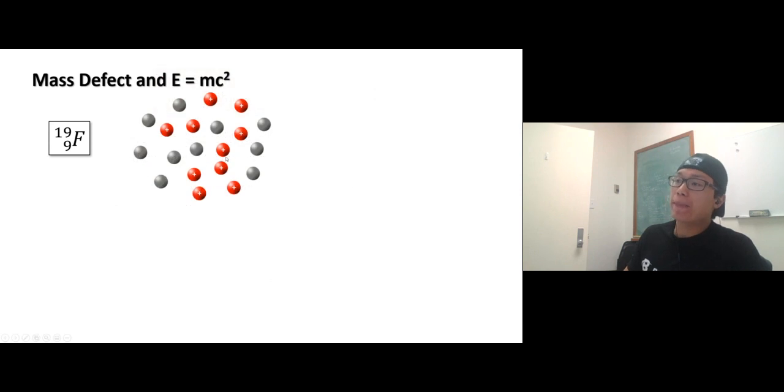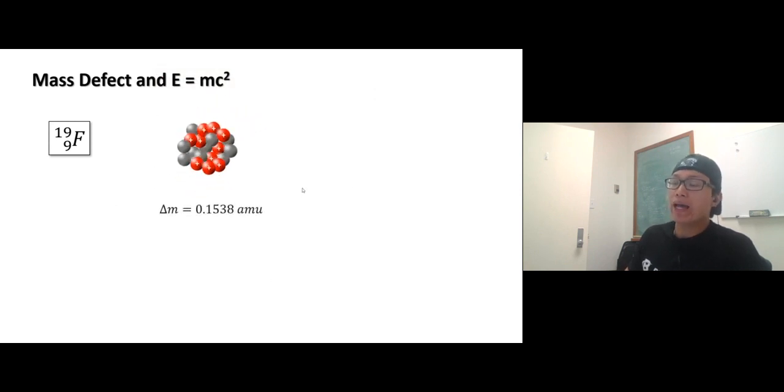So basically this is what happens. We have 9 protons and 10 neutrons combined to make a nucleus of fluorine. That amount of mass is gone. So some mass somehow got out of this nucleus, and it's gone. And it becomes energy. Whoa. What's going on? This doesn't make any sense.